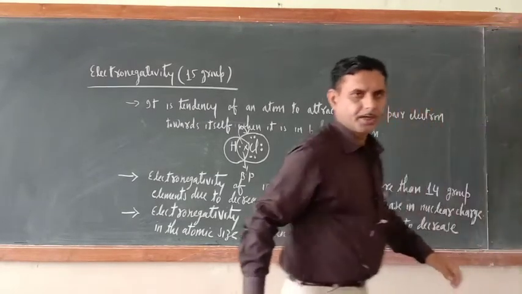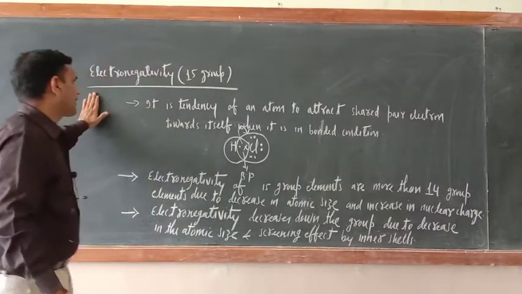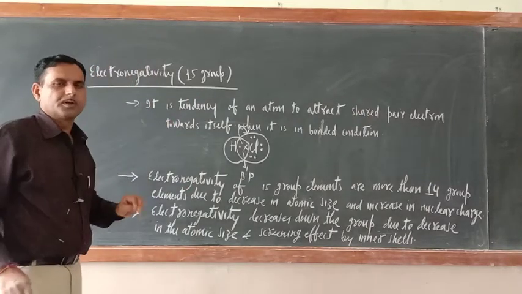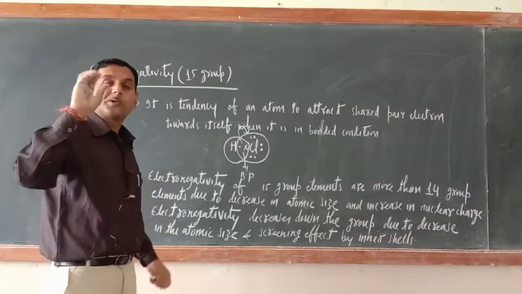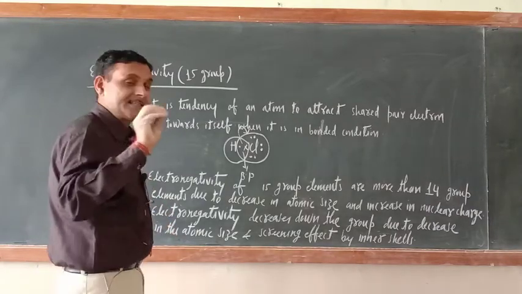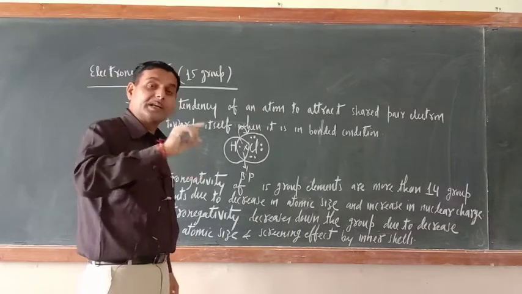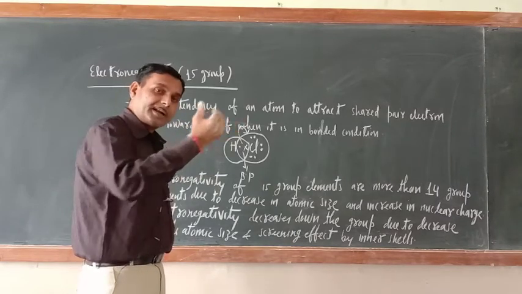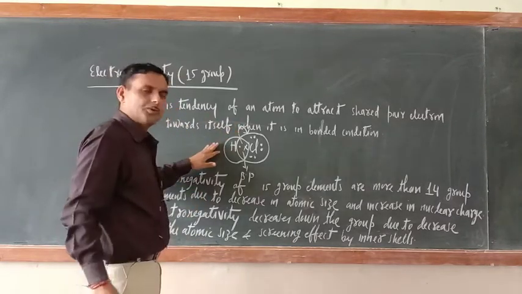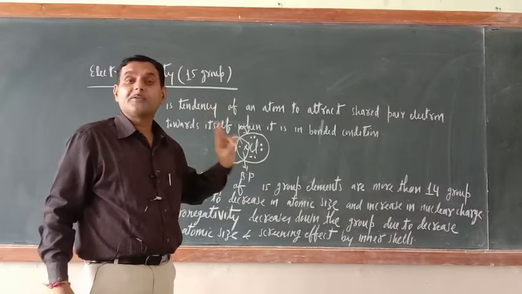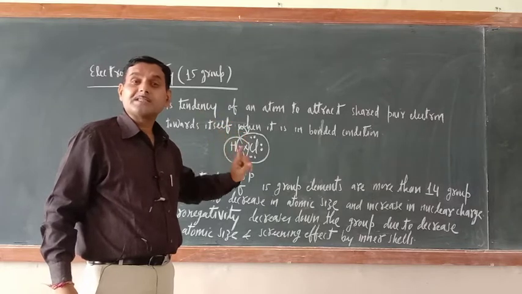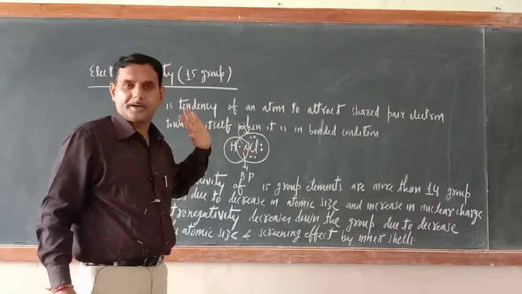Today I am going to teach you the electronegativity of the 15th group. I hope that you know the meaning of electronegativity. Electronegativity is nothing but the tendency of an atom in a bonded state to attract the shared paired electron towards itself. Always remember, it is a tendency, one thing. Second thing, it happens when the atoms are bonded.